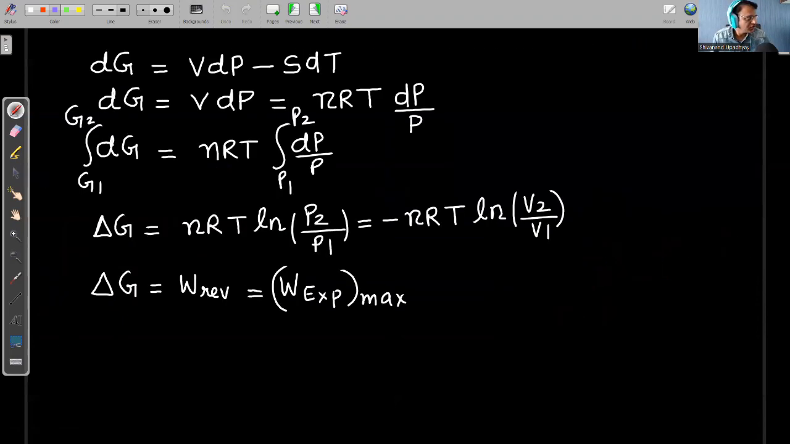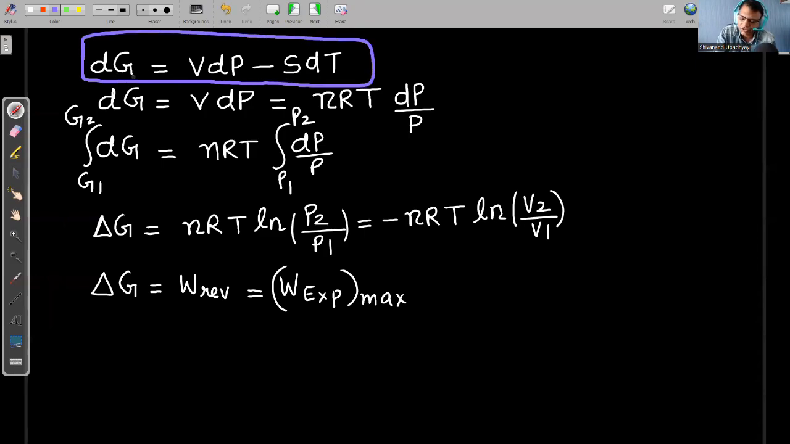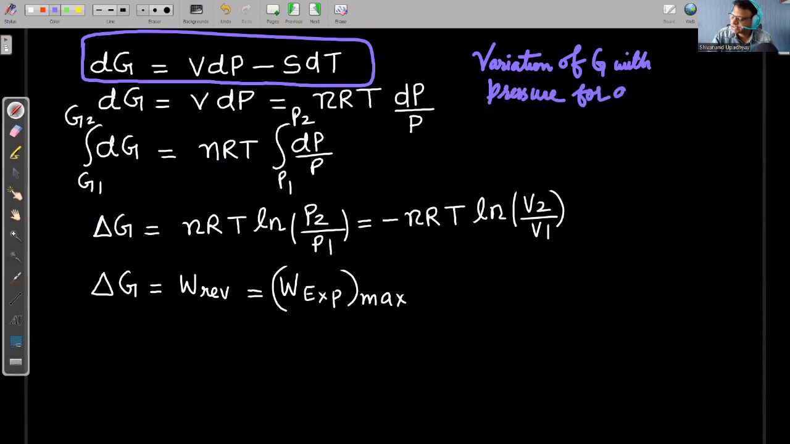We are studying variation of Gibbs free energy with temperature. This is variation of Gibbs free energy with pressure and temperature for a pure substance. So in this, for a pure substance, we can discuss the variation of Gibbs free energy for an ideal gas. So we are discussing here variation of G with pressure for an ideal gas. Since temperature is constant, this term is equal to 0.